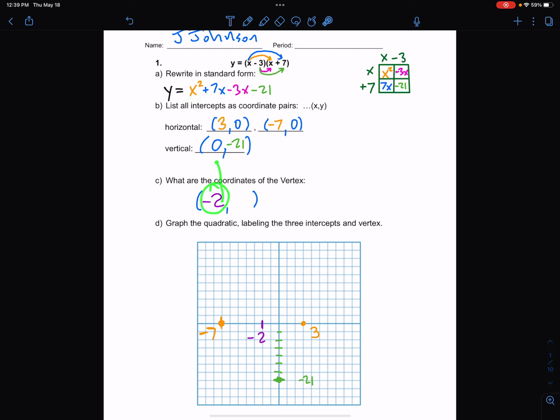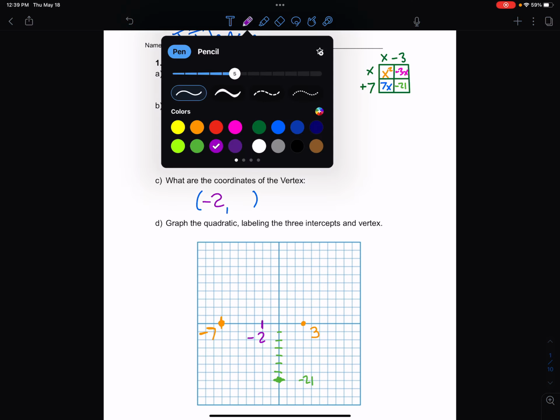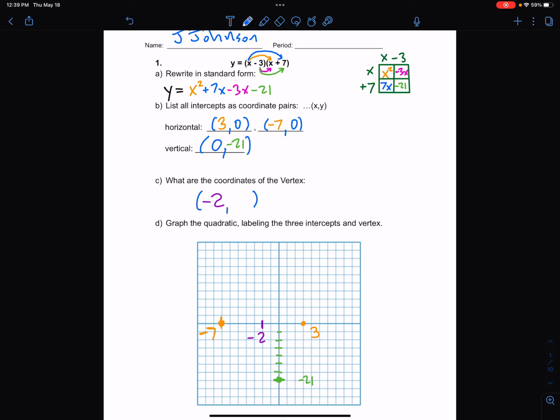You could plug this into the standard form that you came up with for all your x values, but there's a small chance you made a mistake when you multiplied those together. The safest bet would be to plug it into those two x's right there and figure out what y is going to be when x is -2. So let's use that up there. Y equals, I'm going to draw a little line here so I can make sure I know that I'm working with my vertex.